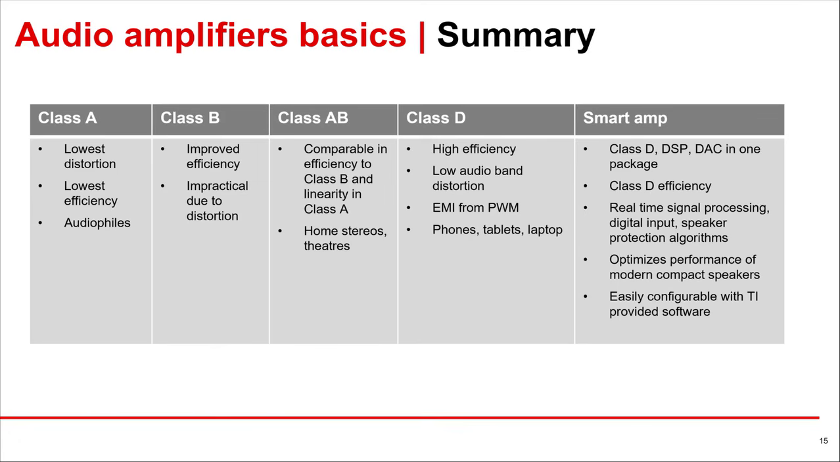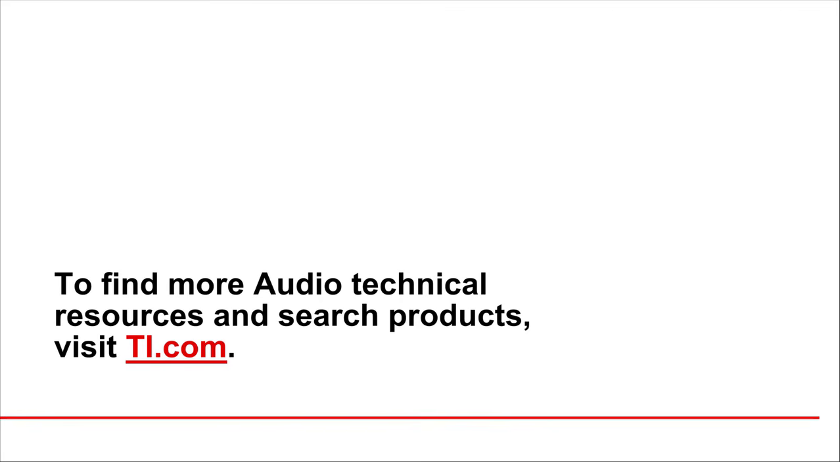And SmartAmps took the efficiency of Class D and built on top of that. Modern TI SmartAmps can be tuned for the best possible audio performance out of modern compact speakers. SmartAmps combine a Class D amplifier, a DSP, and a DAC into a single package, all of which is tunable through the TI-provided software for each family of products. I hope we have helped you determine which amplifier class is best for your application.